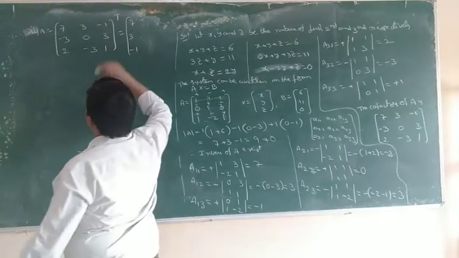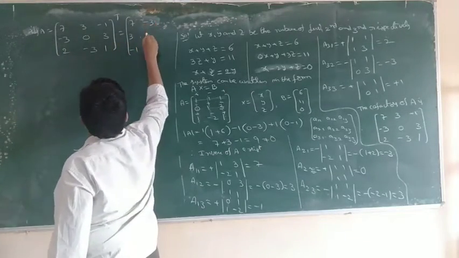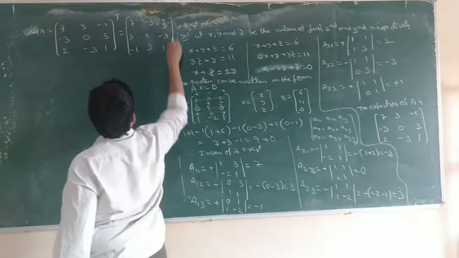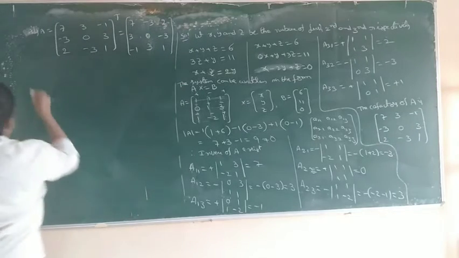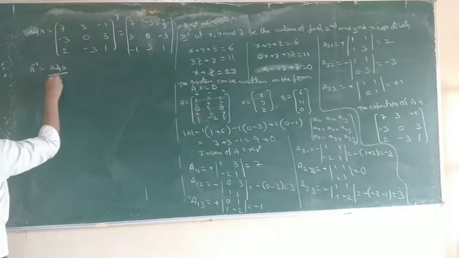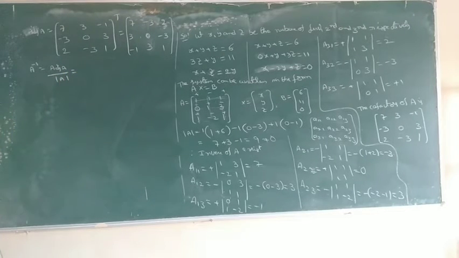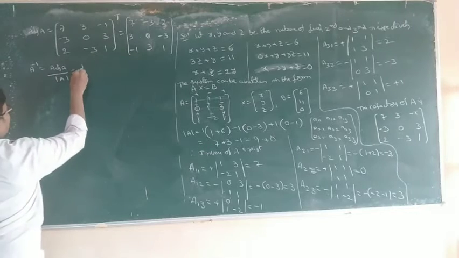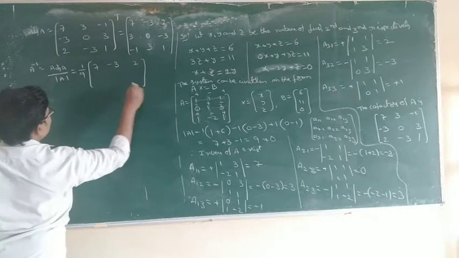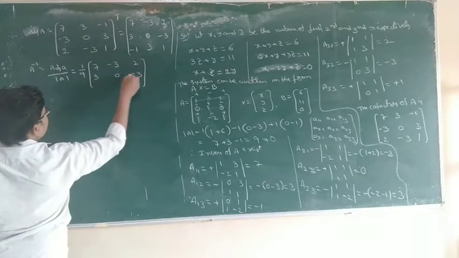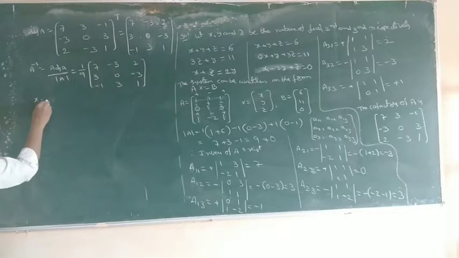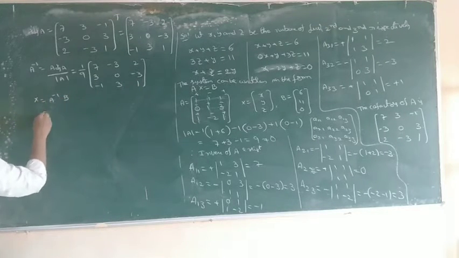Next, the second row minus 3 0 3, third row 2 minus 3 1. This is adjoint A. So A inverse is equal to adjoint A by determinant A. Determinant A is equal to 9. So 1 by 9 into 7 minus 3 2, 3 0 minus 3, minus 1 3 1. Okay. Next, X is equal to A inverse into B.